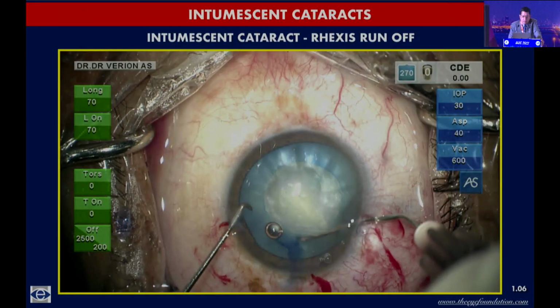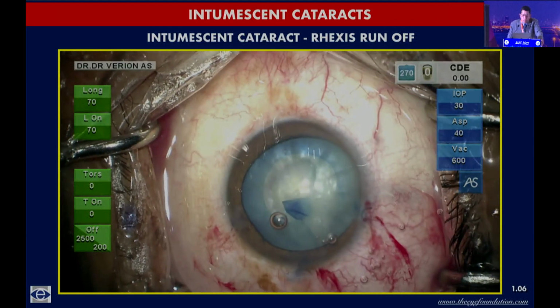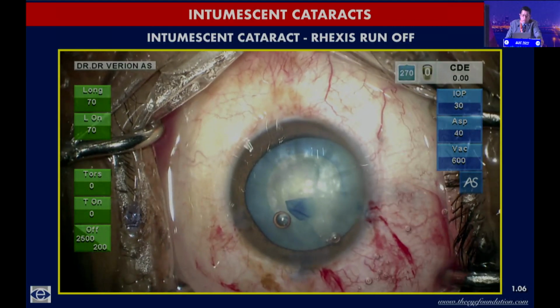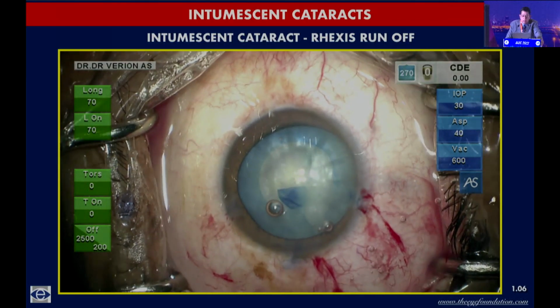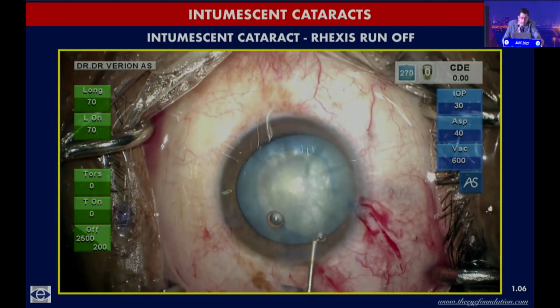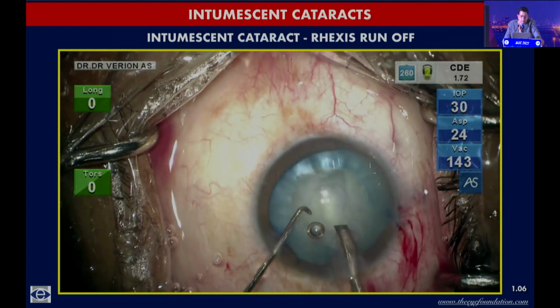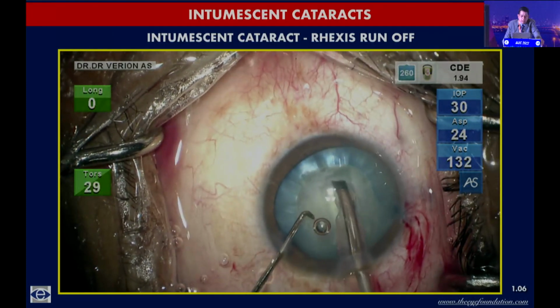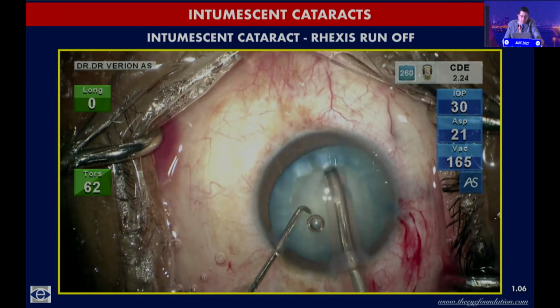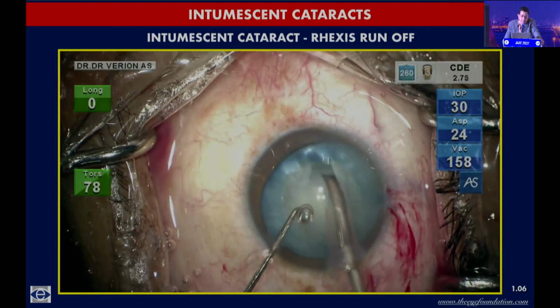Now, what if at all there is a rexis runoff? Obviously, in these cases, most often, depending on your experience, you can go ahead and still do a phacoemulsification. Last of my videos, Dr. Titiyal. And what I do is to just cut off the redundant piece of cortex. In these situations, I like to do a stop and chop maneuver, where in a very controlled manner, using low parameters, I create a central trench.